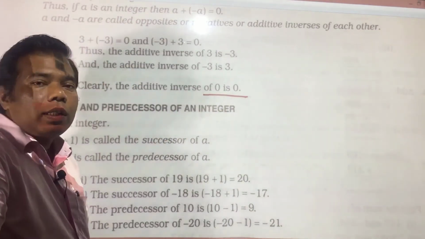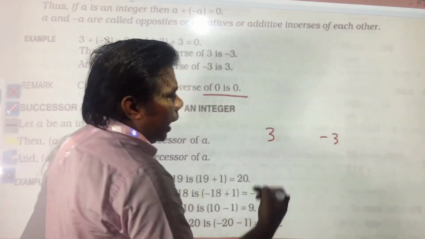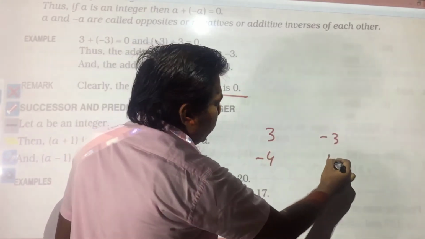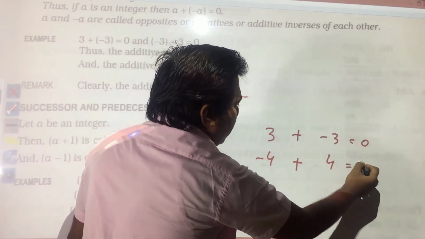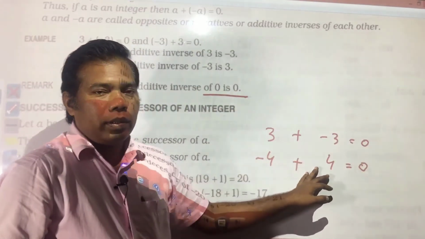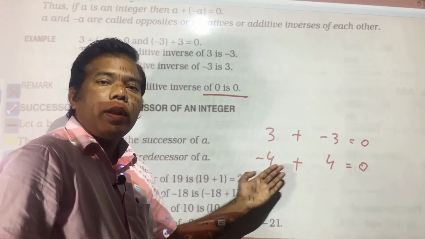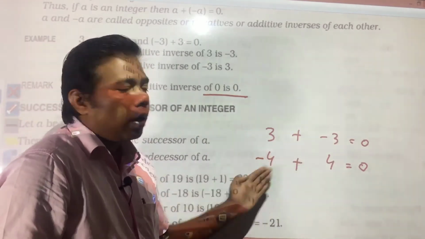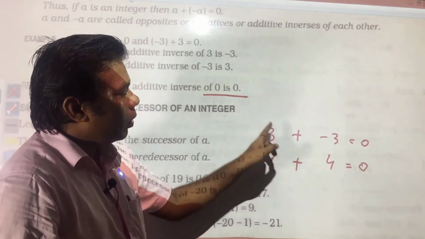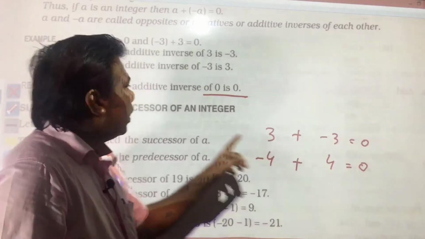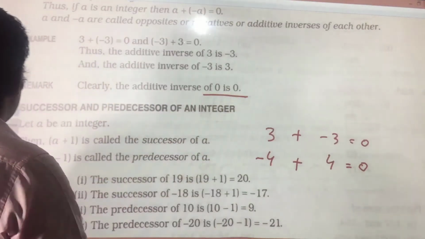And the additive inverse of any integer: suppose the additive inverse of 3 is minus 3, the additive inverse of minus 4 is 4. Why? Because if you get the sum of these, you will get 0, and that is why they are called additive inverses. The integers having opposite signs are called additive inverses of each other. It means 4 is the additive inverse of minus 4, and minus 4 is the additive inverse of 4, and the additive inverse of 0 is 0. You need to remember that.